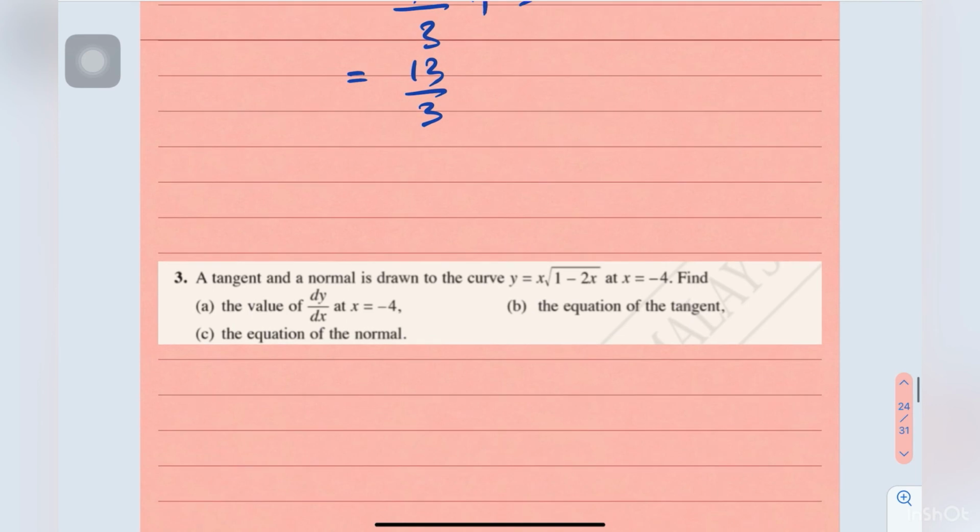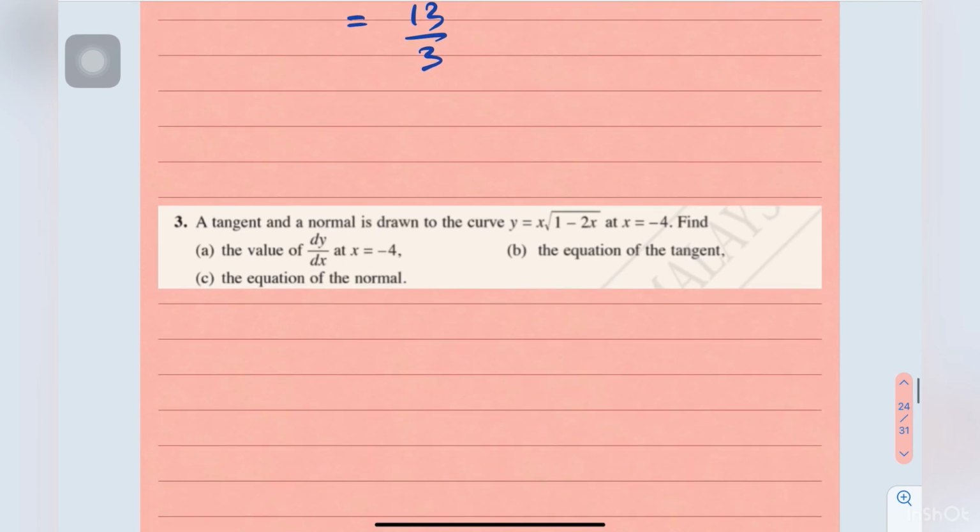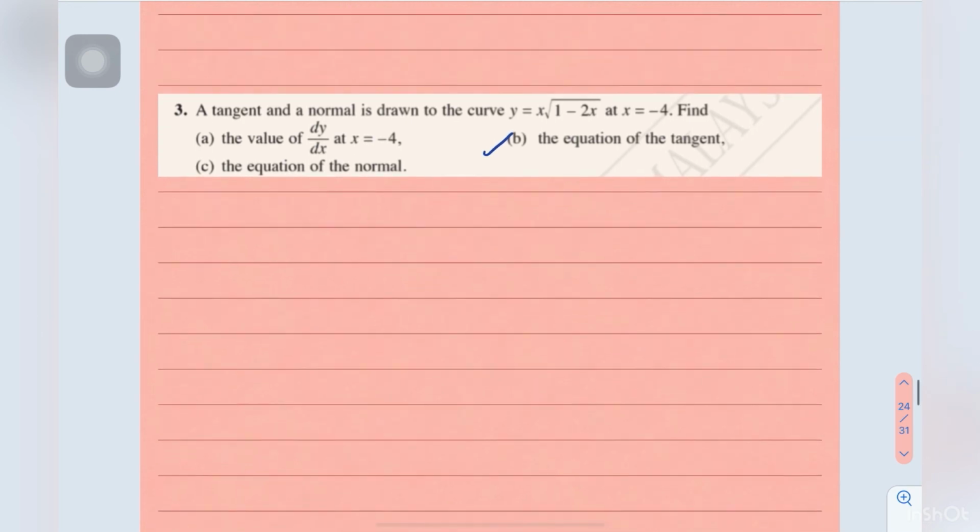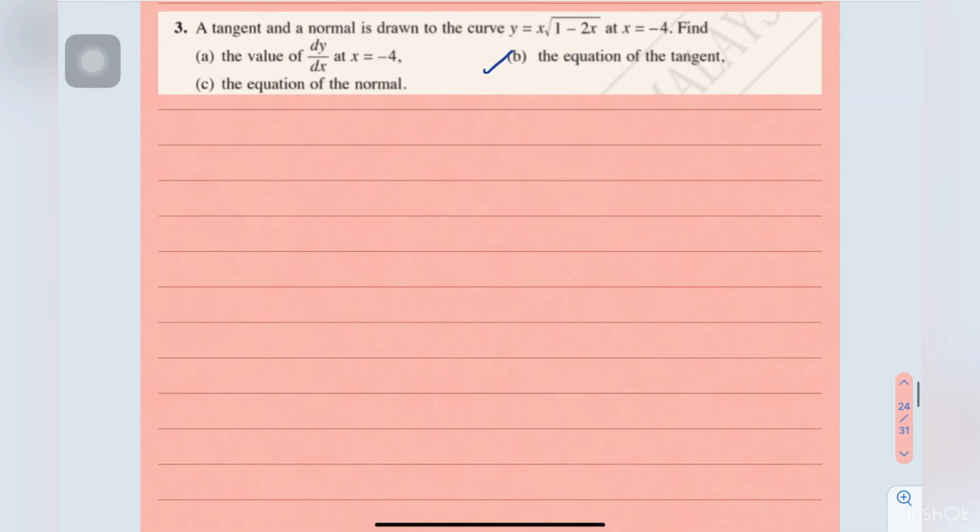For b, you have to find the equation of tangent. So equation of tangent, y equals mx plus c.